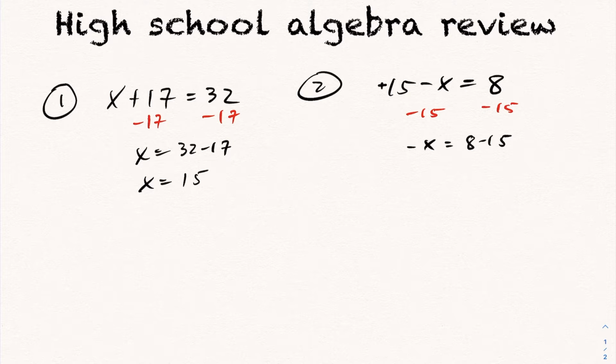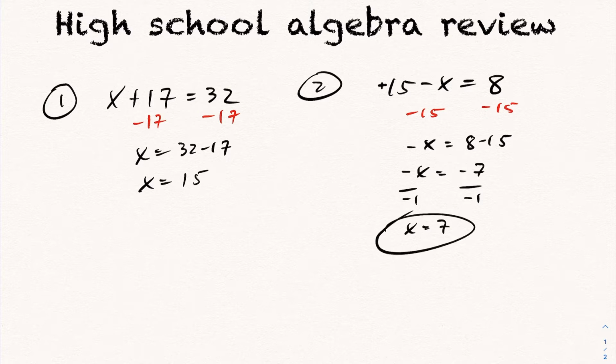Notice I grabbed the sign in front of the x as well, right? So I put that negative sign in front of that x as well. That's really important that you do that. 8 minus 15 is going to be negative 7. And now here I want to go ahead and solve for x. So I'm going to divide across by negative 1, in which case we get x is 7.